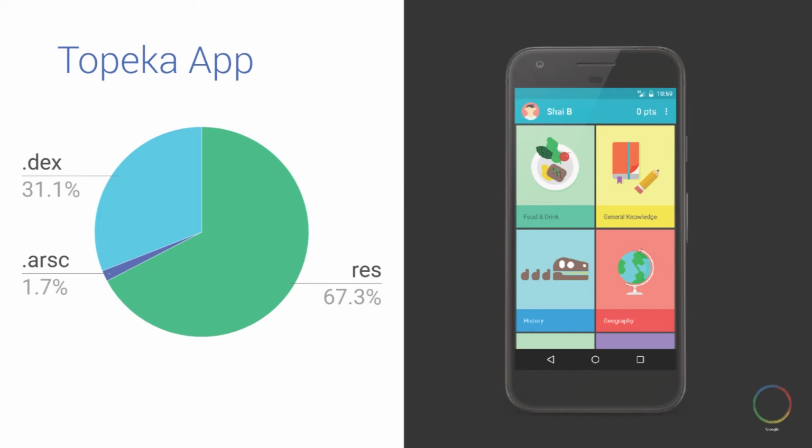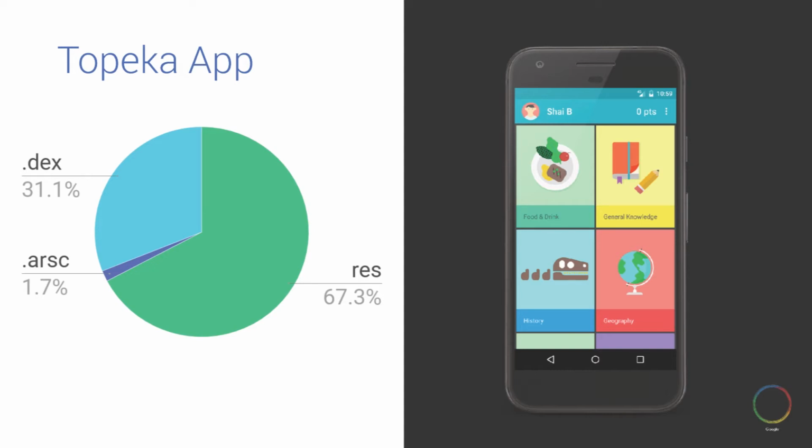Well, today I wanted to talk about a demo application that we have on GitHub called Topeka App. This is a pretty basic quiz application that lets the user log in, answer some questions, and get some points. I wanted to go through and analyze it and see how we could optimize the size.